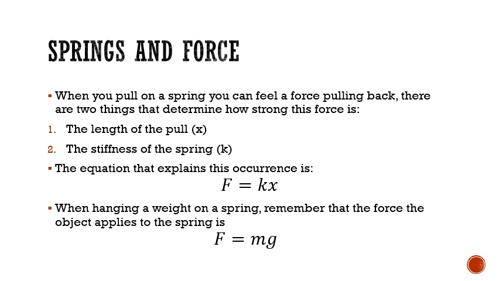When hanging a weight on a spring, remember that the force the object is applying to the spring is going to be equal to F equals mg, right? So if you're doing a problem where they're asking you to find spring constant, for example, and they don't give you F, you would probably use the weight of the object as being F. So you'd end up with mg equals kx. The same is true if they gave you the spring constant and asked you to find the length that the spring is stretched or compressed.